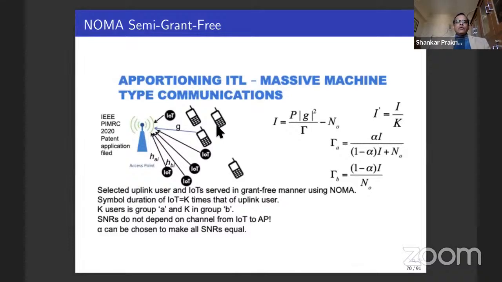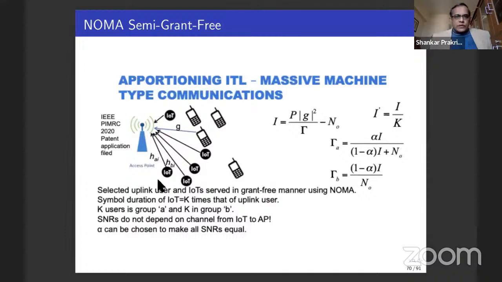More recently, we also worked on massive machine type communication. In this particular scenario, we have a large number of users transmitting in the uplink, and a large number of IoT devices also transmitting in the uplink. What we're trying to do is, while one uplink user is transmitting, allow grant-free access at a couple of IoT nodes. Right? They're using the same spectrum.